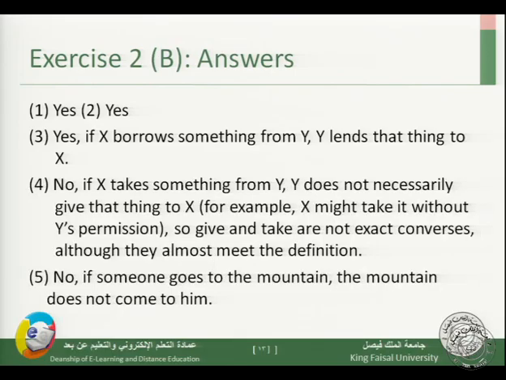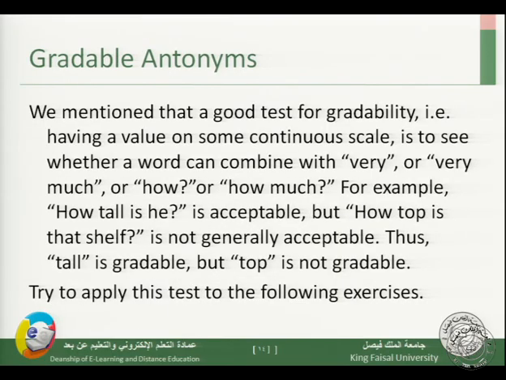Okay, moving on to the third type of antonyms, gradable antonyms. We mentioned in our previous lectures a good test of gradability. We said that we can use words like very, or how much, to see if a pair of antonyms are gradable or not. Gradability means having a value on some continuous scale. So we have a scale, and then we have a value on this scale, a continuous one. We will look at some examples of gradable antonyms in the next exercise.